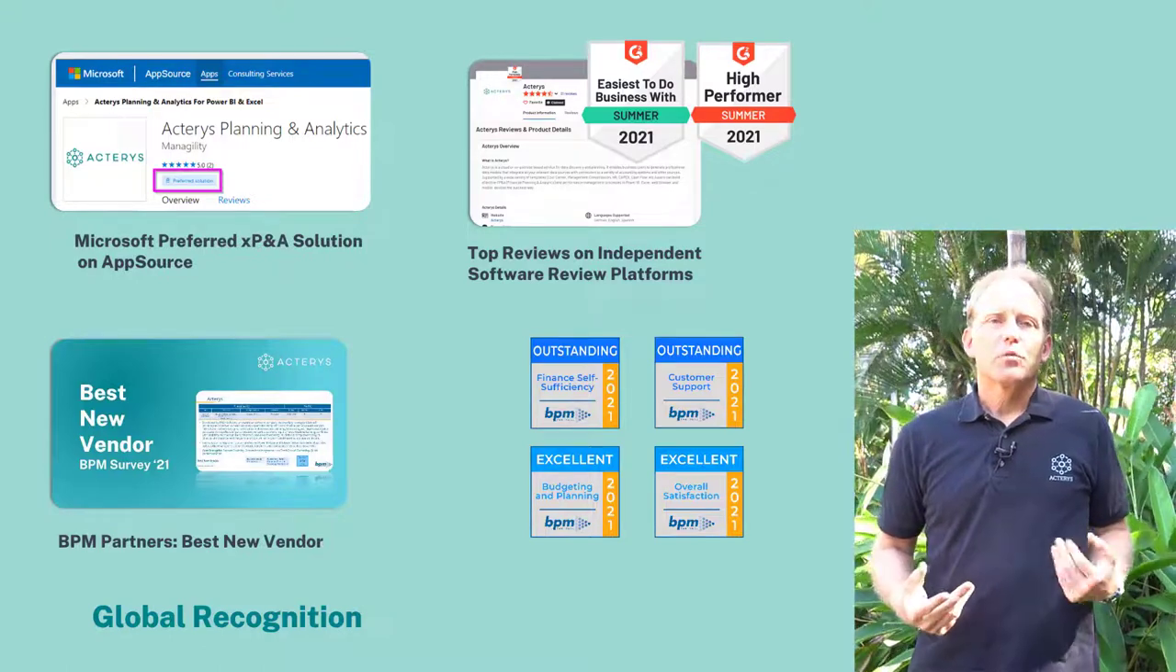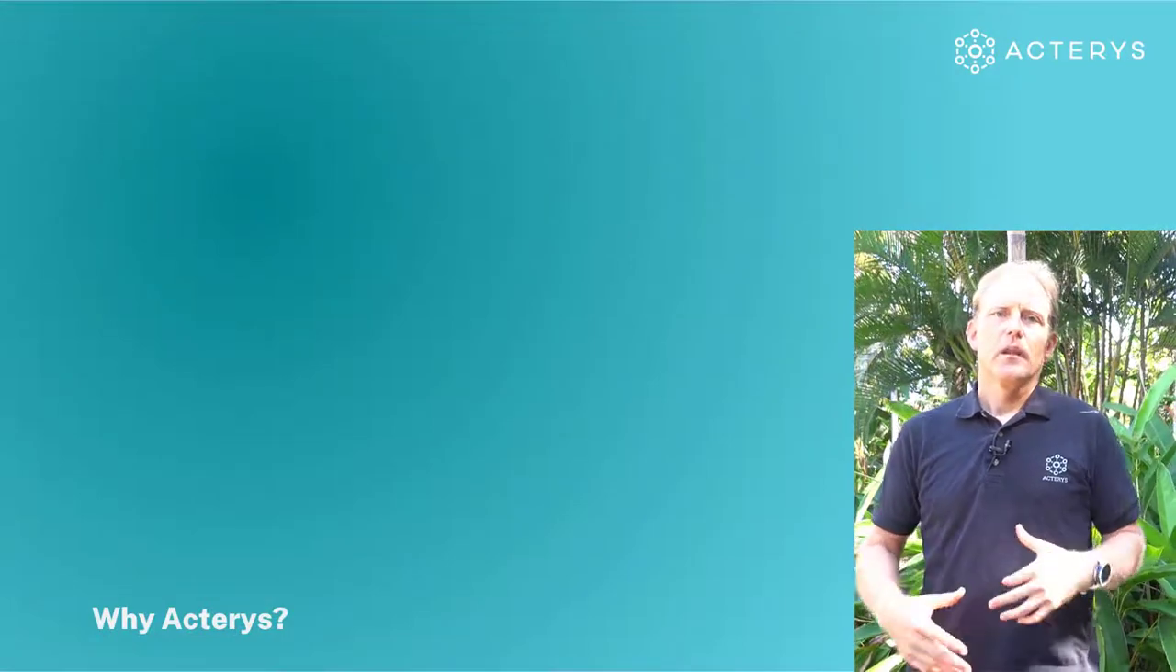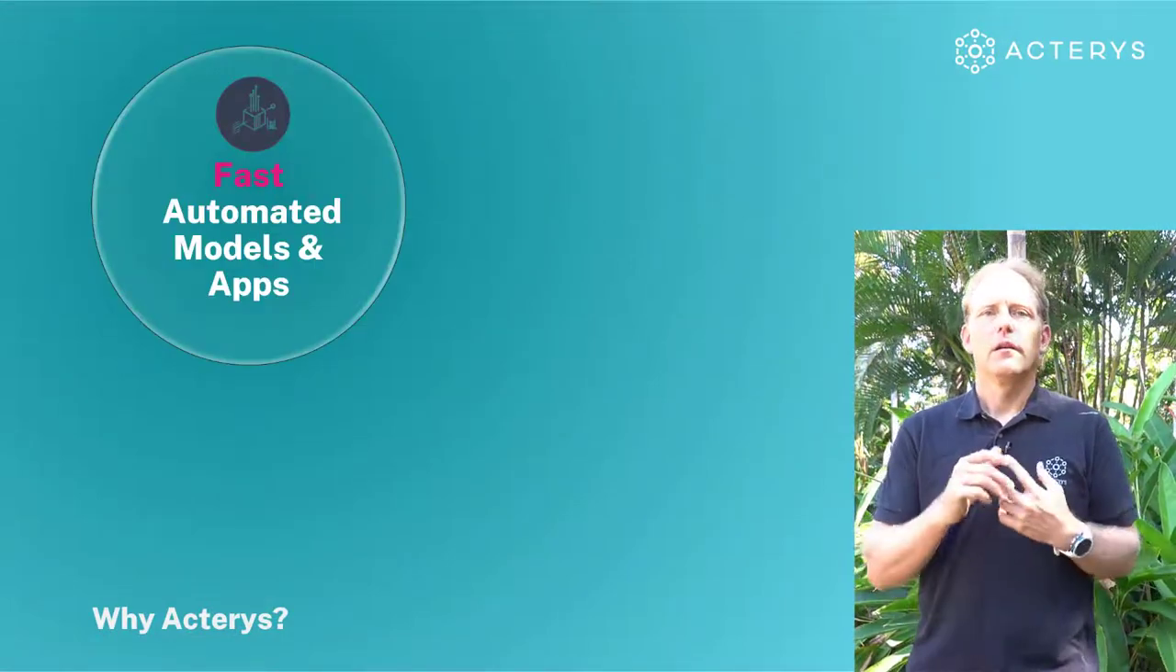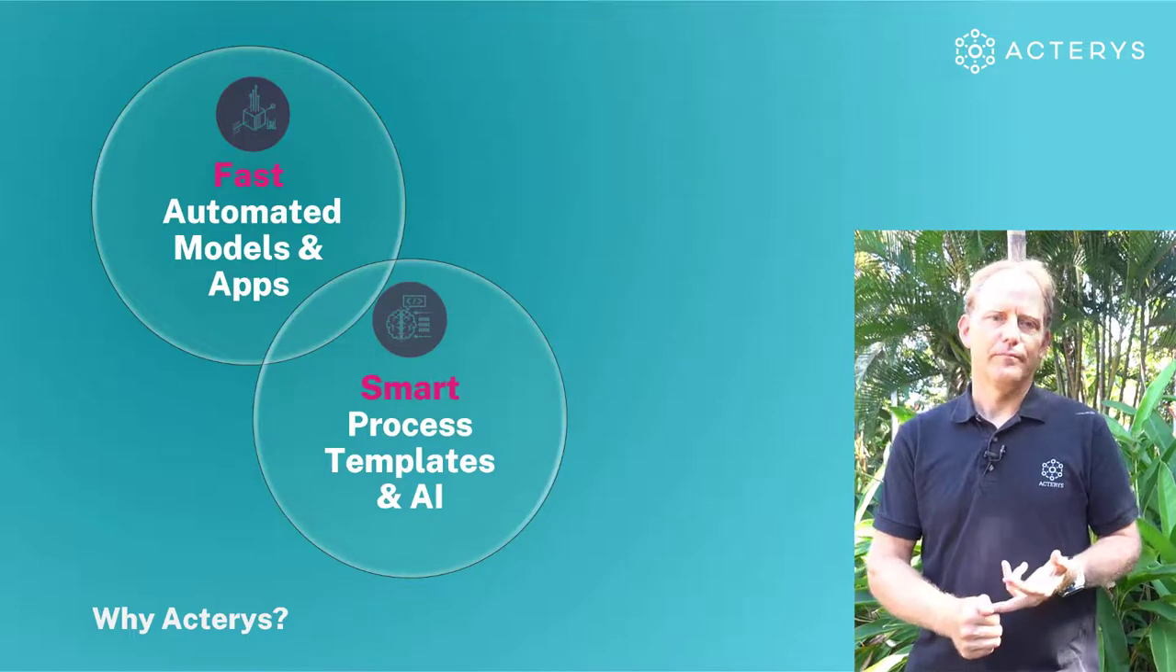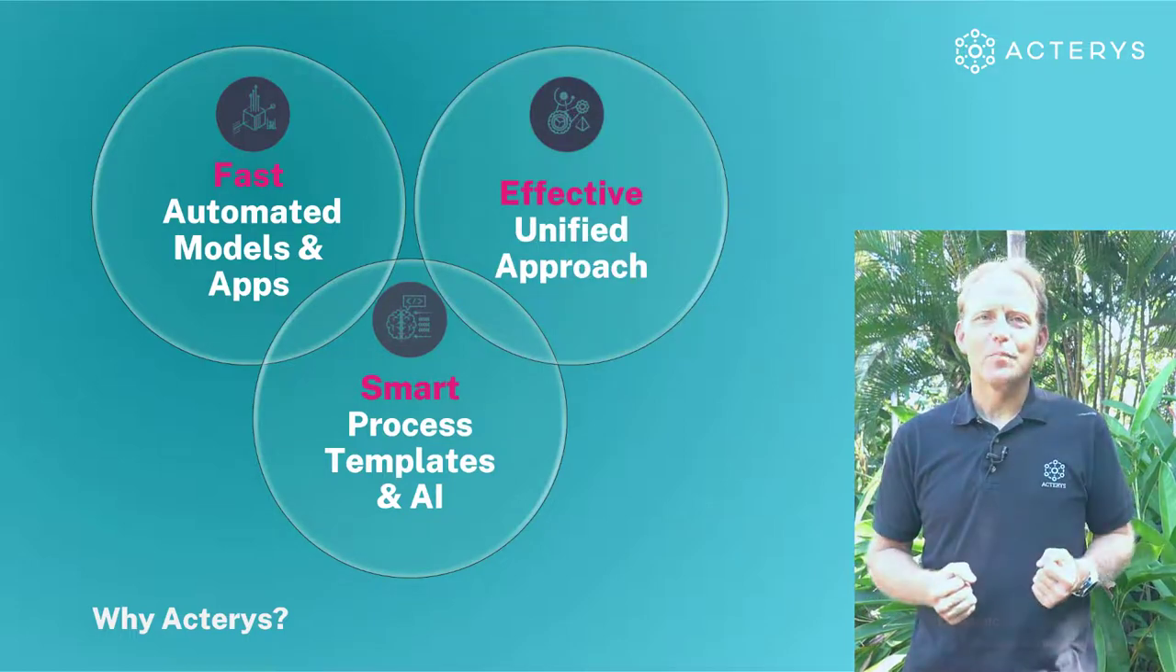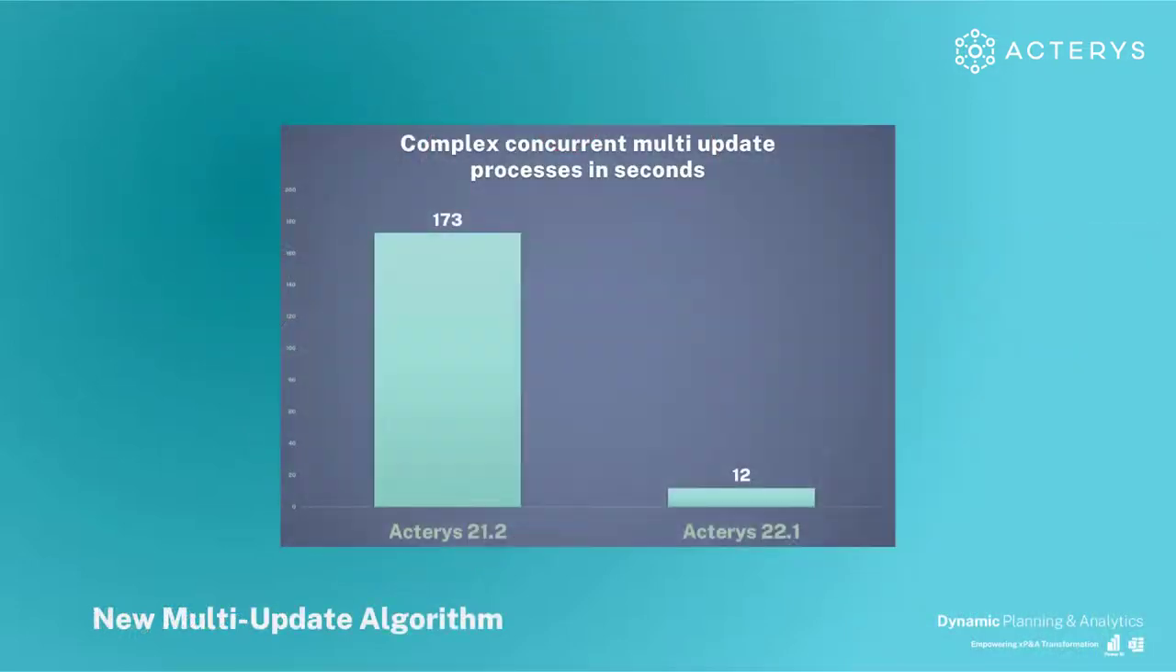The improvements in version 22.1 revolve around our three core principles: fastest time to benefit, smart, and effective. Let's start with smart first. Acterys 22.1 includes major improvements under the hood that are further improving what has already been one of the fastest planning engines on the planet for complex, large user scale enterprise scenarios.